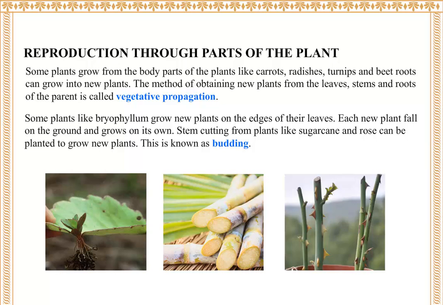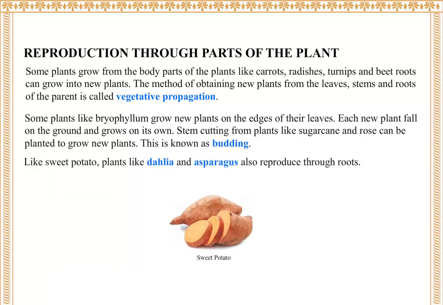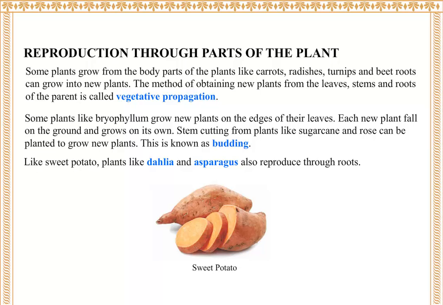Stem cuttings from plants like sugarcane and rose can be planted to grow new plants. This is known as budding. Like sweet potato, plants like dahlia and asparagus also reproduce through roots.